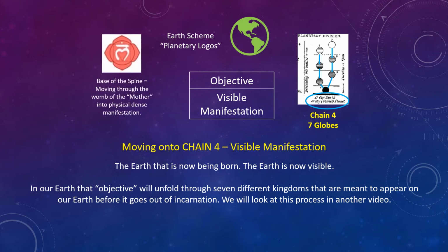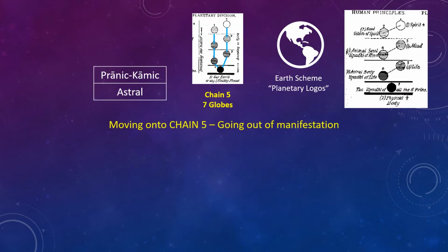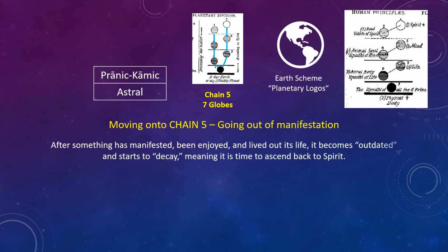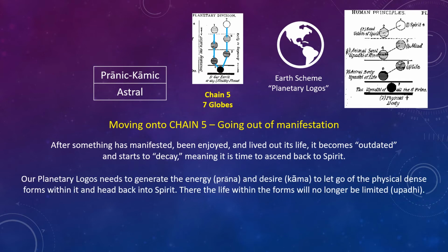And I've connected the base of the spine chakra here with chain 4, where things are moving out through the womb of the mother into physical dense manifestation and living its life. Now we're going to move into chain 5, going out of manifestation. Why? Because after something is manifested, been enjoyed, or lived out its life, it can become outdated. It can start to decay, meaning it's time to let go and ascend back to spirit. But to do that, our planetary logos needs to generate the energy or prana and desire or kama to let go of the physical dense forms within it and head back to spirit.